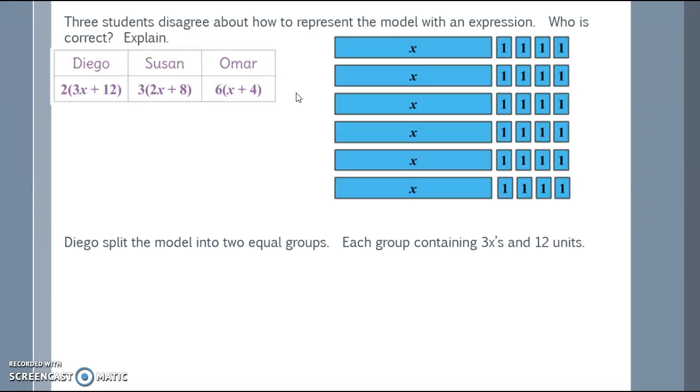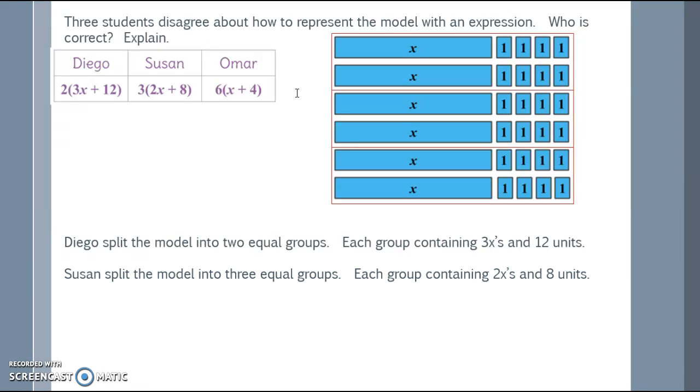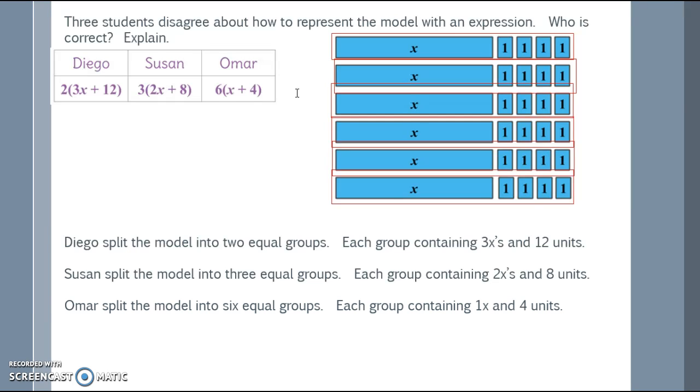Let's see here. Diego split the model into two equal groups. Each group contains 3 x's and 12 units. So there I've boxed in the 3 x's and 12 units. Susan split the model into 3 equal groups, and each group contained 2 x's and 8 units. So now you can see I've split it into 3 different groups. And Omar split his into 6 equal groups, and each group contains 1 x and 4 units.